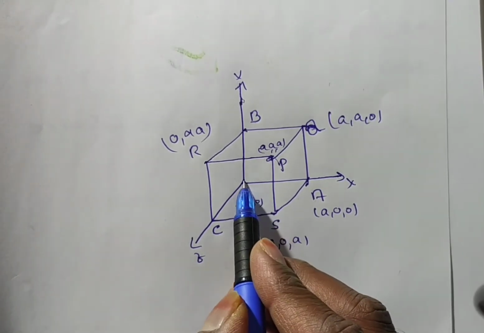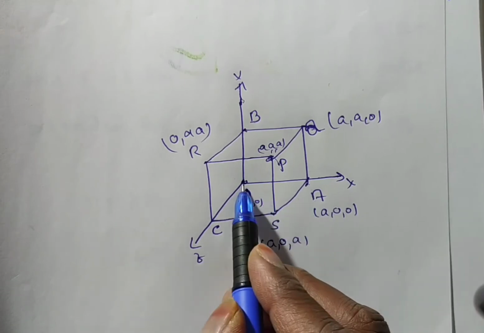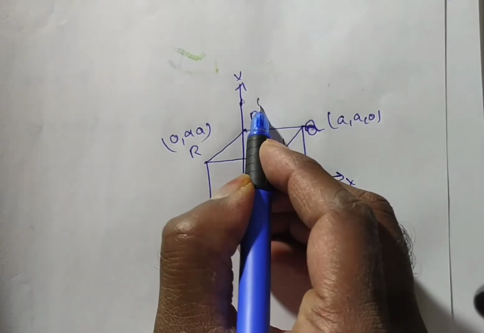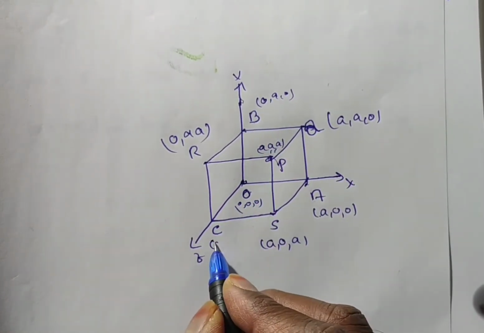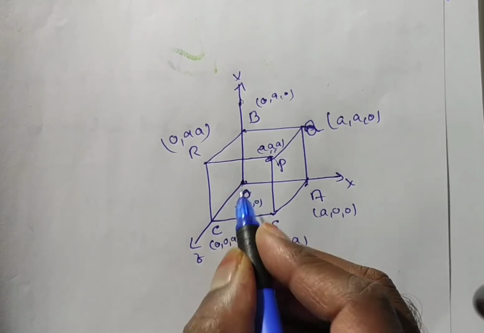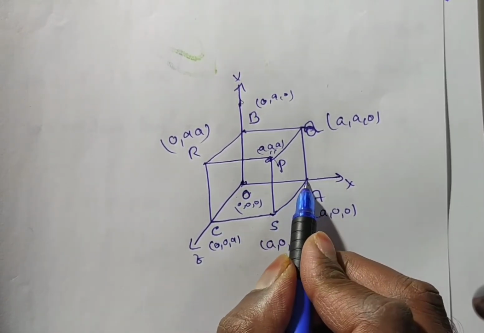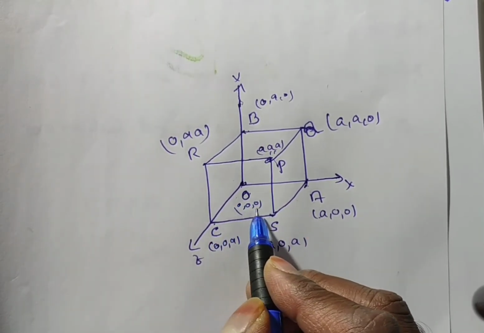Now from the origin, along the x-axis we have a distance a. Next, x equal to 0, x equal to a, y equal to 0, y equal to a. This is 0, a, 0, and y equal to 0 and z equal to a. This is z equal to 0, z equal to a, along the z axis. Next I consider these as a, b and c. O is the origin 0, 0, 0.